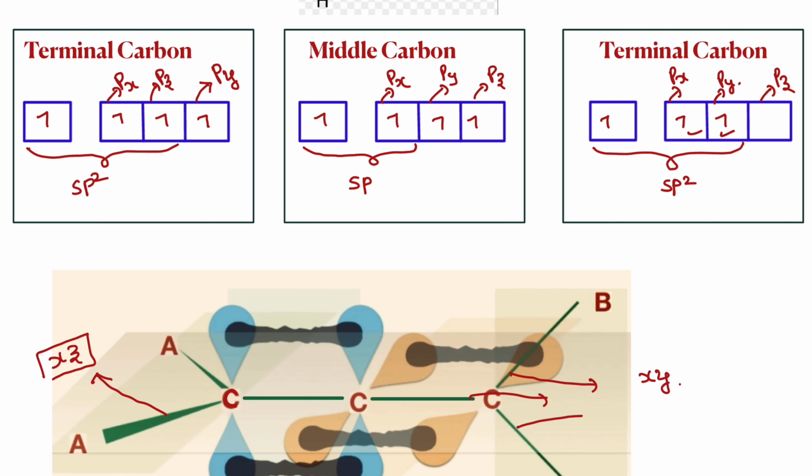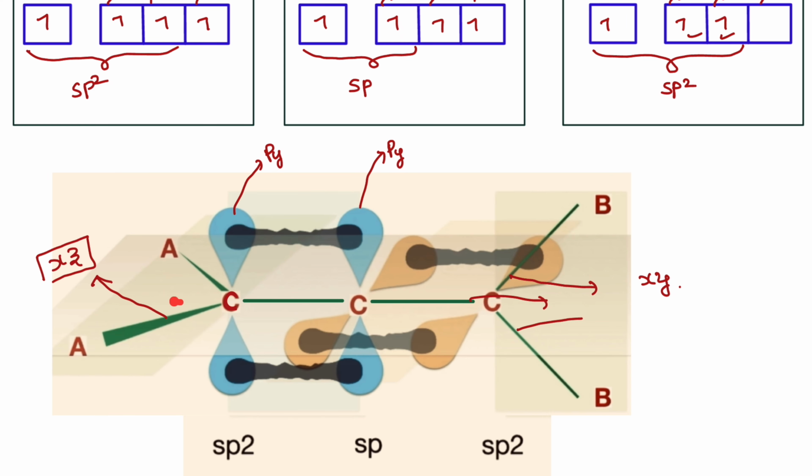Similarly, the py orbital of this terminal carbon and the py orbital of the middle carbon undergo sidewise overlapping. You can see this orbital picture. These are the py orbitals of one terminal carbon and the middle carbon. The x-axis is the internuclear axis, and these orbitals undergo sidewise overlapping. Above and below the internuclear axis, there is pi electron density along the y-axis. So here is the py orbitals' sidewise overlapping.